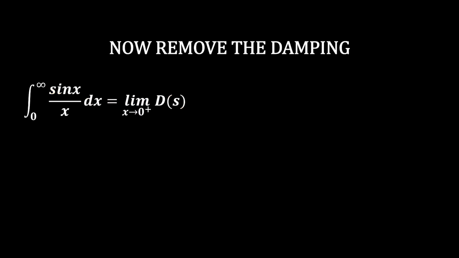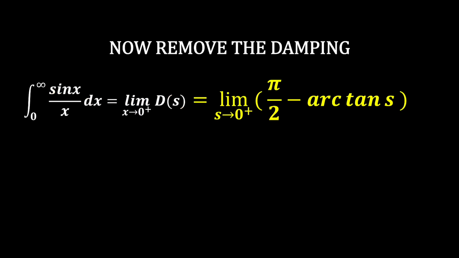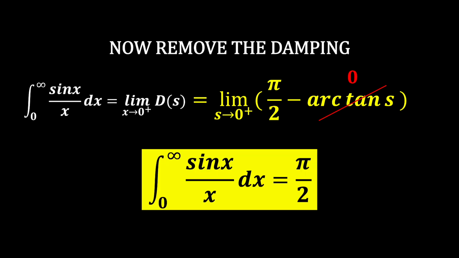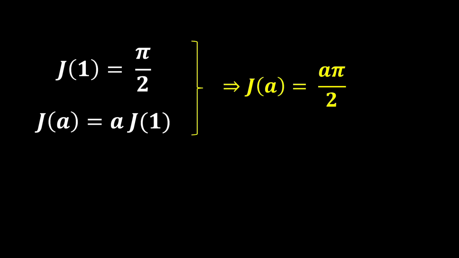Finally, let s approach 0 from the positive side. The damping disappears, and we recover the integral from 0 to infinity of sine x over x equals pi over 2. That means J of 1 equals pi over 2. And because J of a equals a times J of 1, J of a equals a pi over 2.